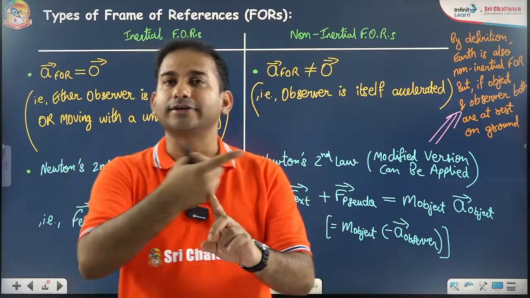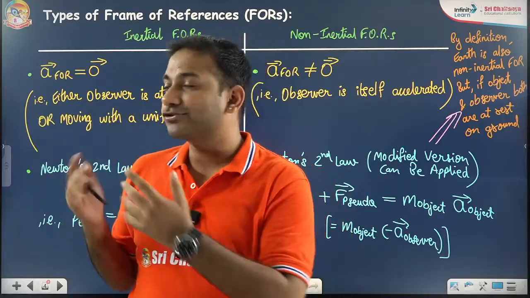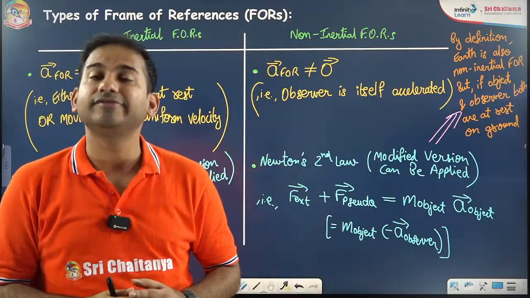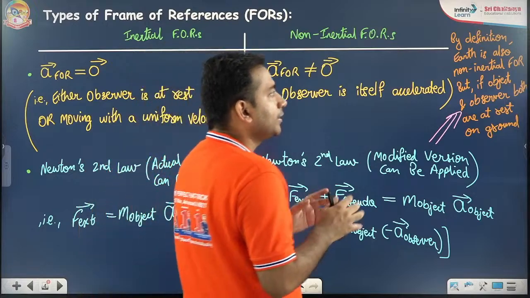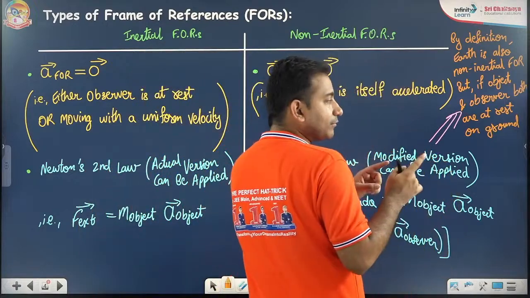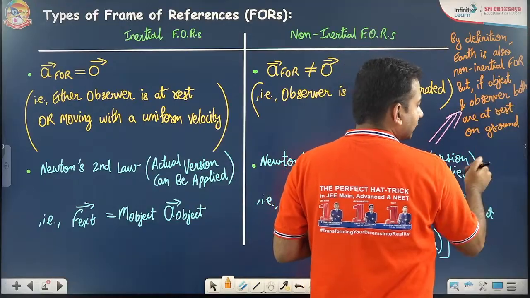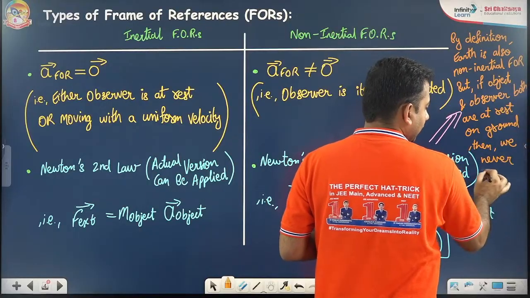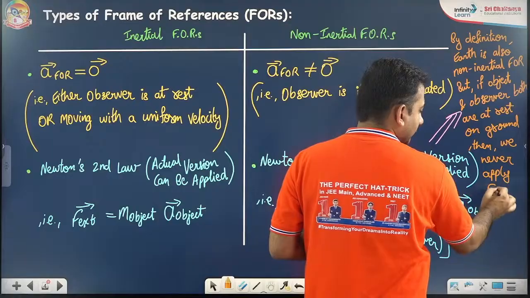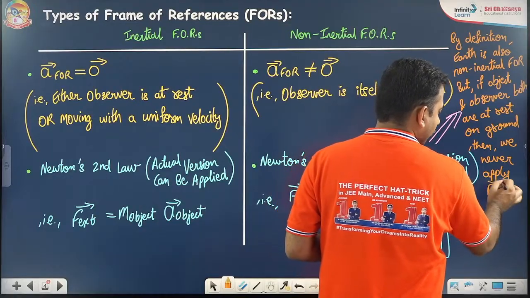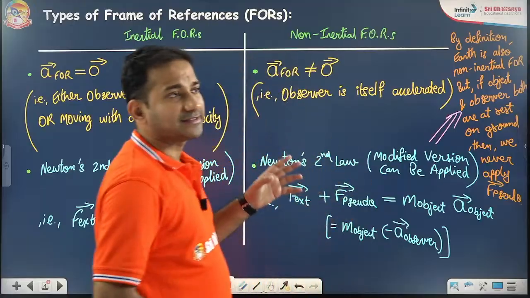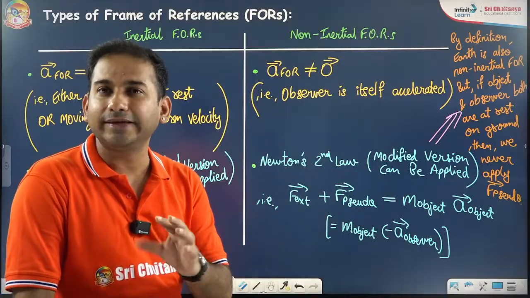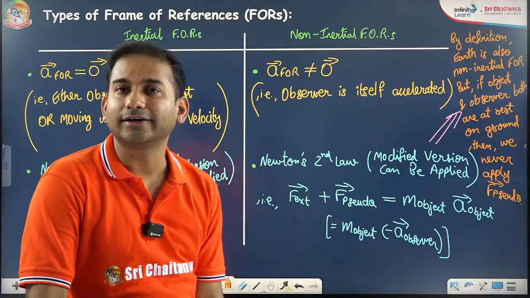By definition, Earth itself is considered to be a non-inertial frame of reference because its revolution is there, right? It is in circular motion, and whenever a body is in circular motion, it is always accelerated. Previously we have also discussed the centripetal acceleration. So by definition Earth is also a non-inertial frame of reference, but if object and observer both are at rest on the ground, then we never apply pseudo force. I hope you will remember this point. It's a small theoretical point, but since it has already come in JEE previously, there is a high chance that you can see such tricky statements in the NEET part also.